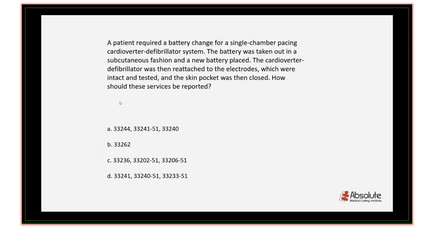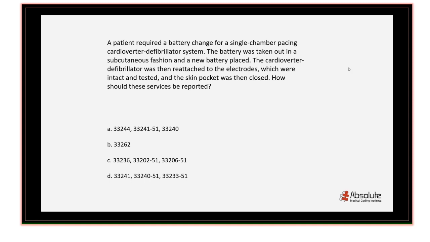We have A, 33244, 33241, modifier 51, 33240. B, 33262. C, 33236, 33202, modifier 51, 33206, modifier 51. And D, 33241, 33240, modifier 51, 33233, modifier 51.